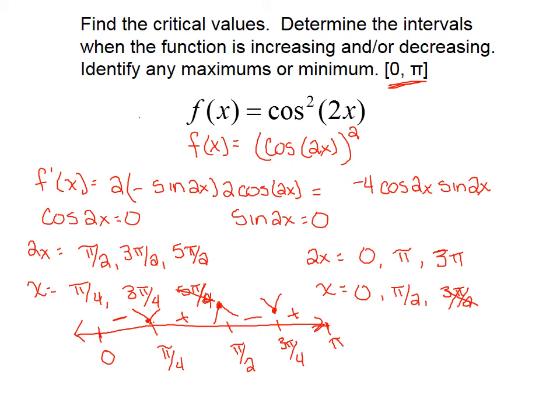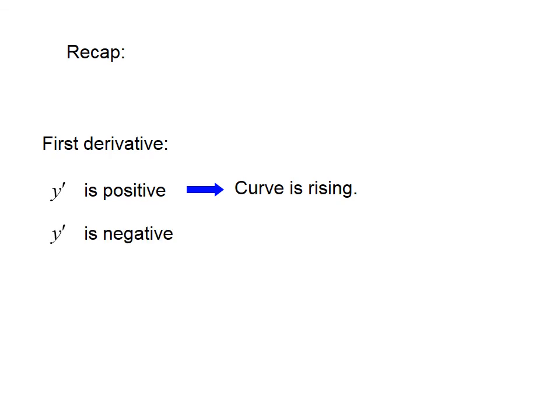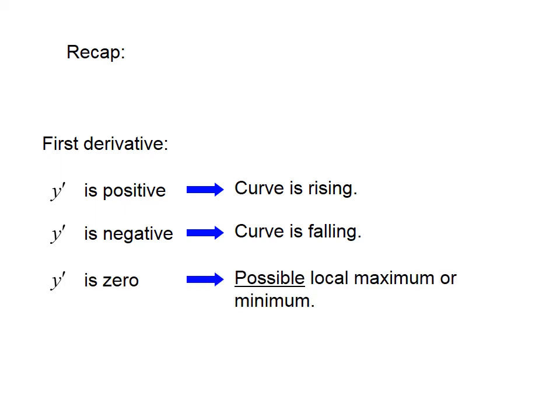Okay, so that's for your notes for now. I want to give you just a little recap. What we want to remember is that when the derivative is positive, the curve is rising. When the derivative is negative, the curve is falling. And if the derivative is 0, the curve is neither, it's a possible local max or a local min. Possible, but not necessarily. We have to do a sign chart to see.